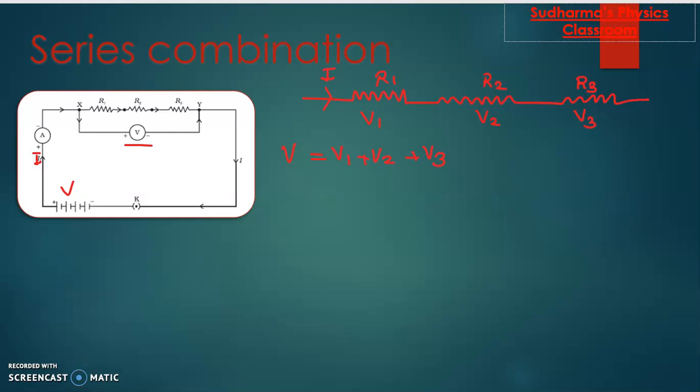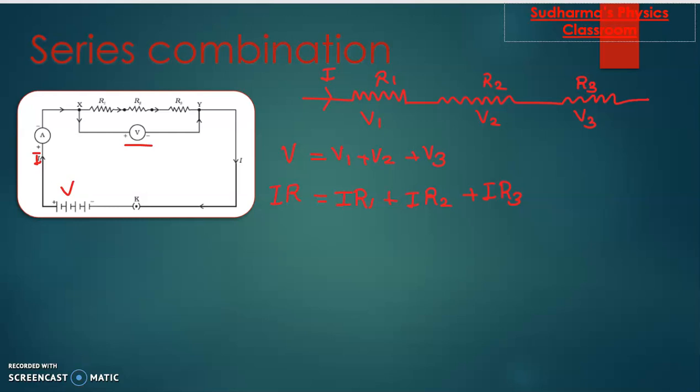Now I am going to apply Ohm's law. Just try to recall Ohm's law; hope you have studied it properly. Ohm's law: V equals IR. So I am going to substitute IR for V. It is equal to I into R1, that is, the potential difference across R1, plus the potential difference across R2, plus the potential difference across R3.